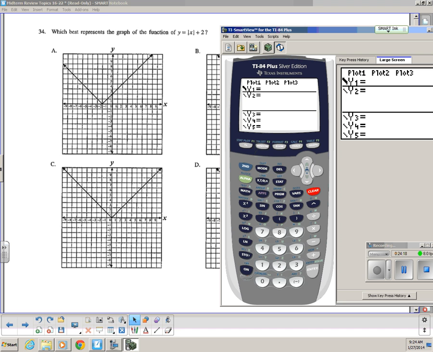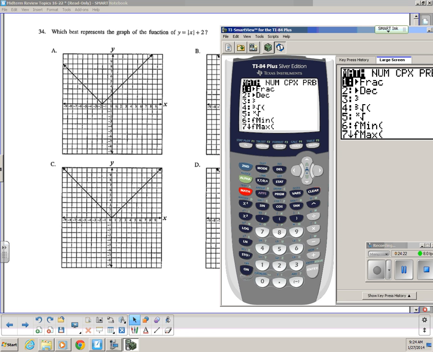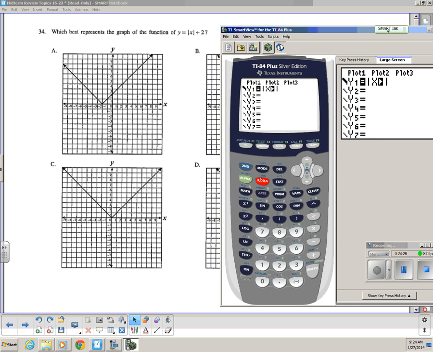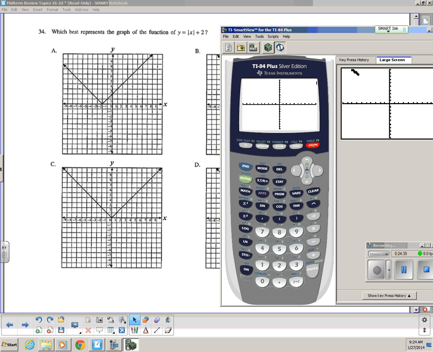And I'm going to type in absolute value of x. How do you get the absolute value? You can go to math, scroll over to num for number, and hit 1 for absolute value of x. Only the absolute value of x is in the brackets. Plus 2, hit my graph key. And there's my graph. Notice it's shifted up 2 units.